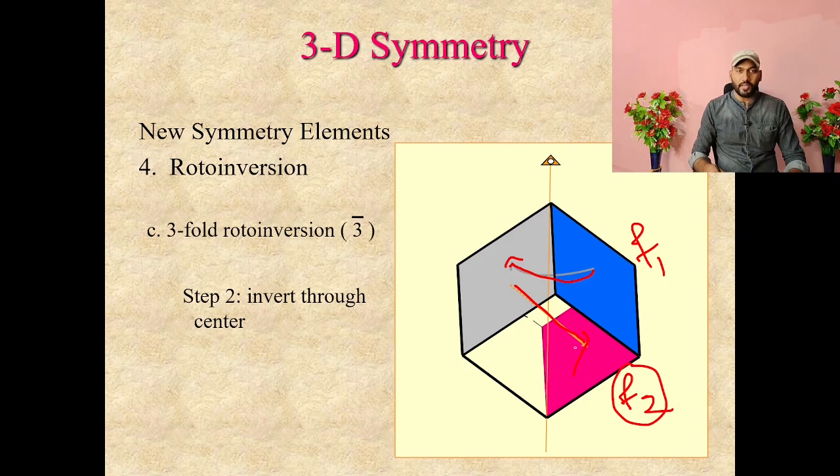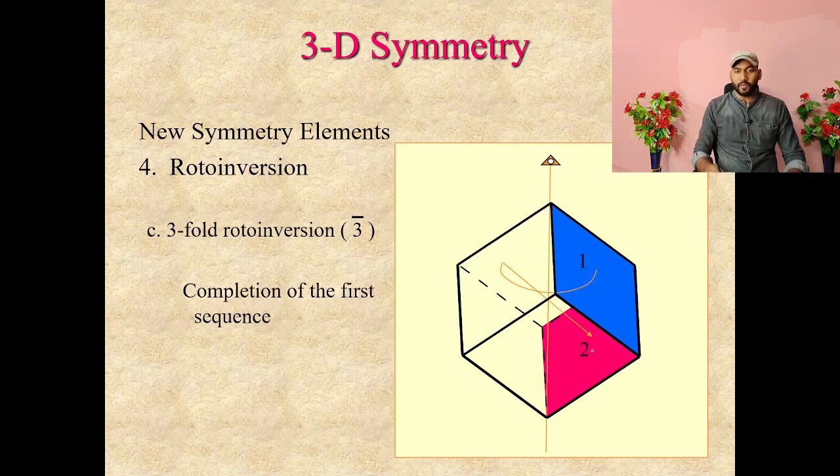Now can we stop the operation here? No. What we have to do is again rotate and invert. So from the second phase we will again do rotation. The rotation phase will come here. This is F3 dash. This is F2, this is F1. After another 120 degree rotation, it will come here, F3 dash.